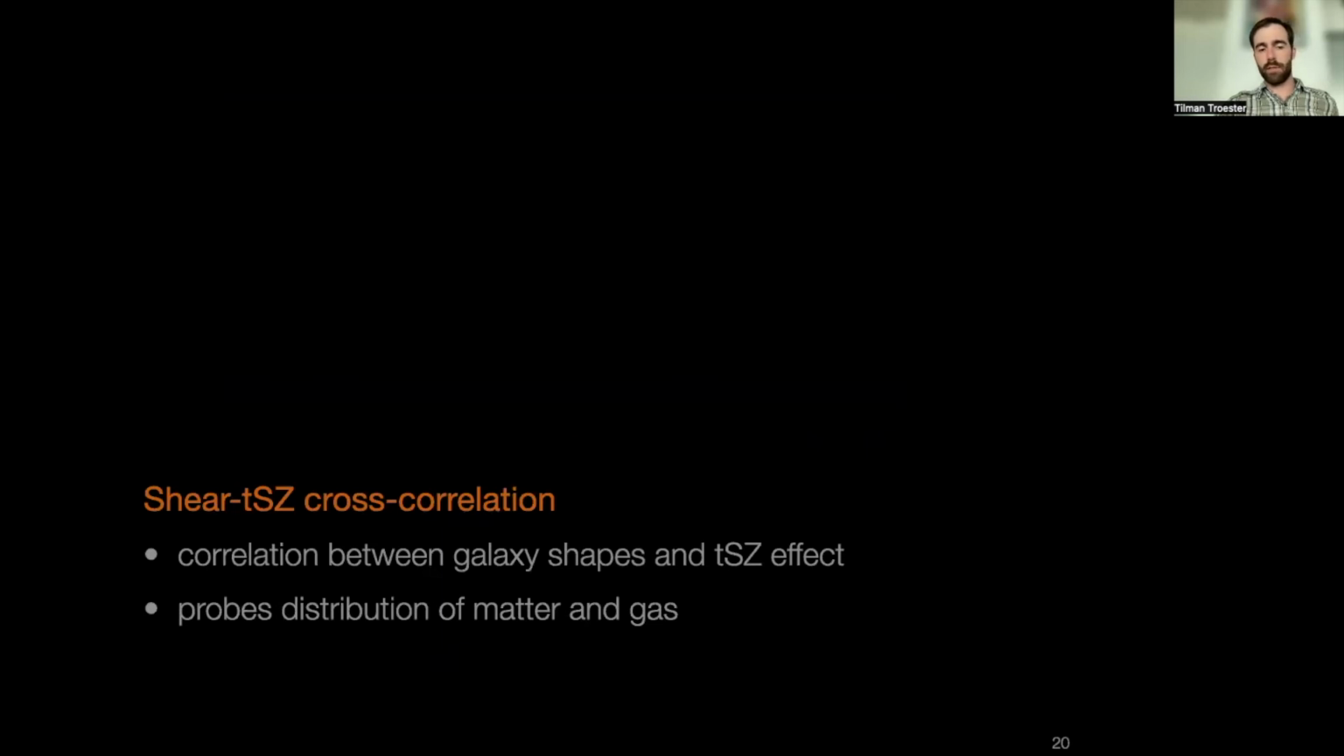So to summarize, this shear tSZ cross correlation is a cross correlation between galaxy shapes and the tSZ effect. And it probes both the distribution of matter through gravitational lensing and the distribution and temperature of gas through the tSZ effect.